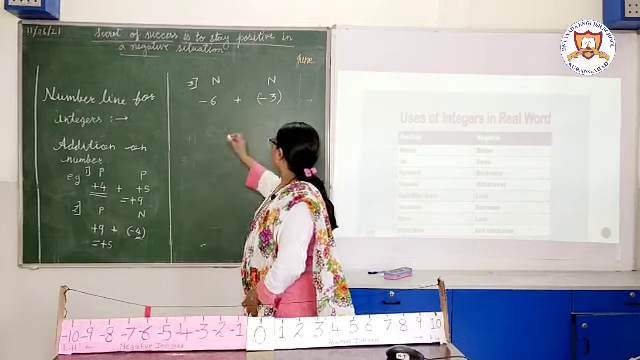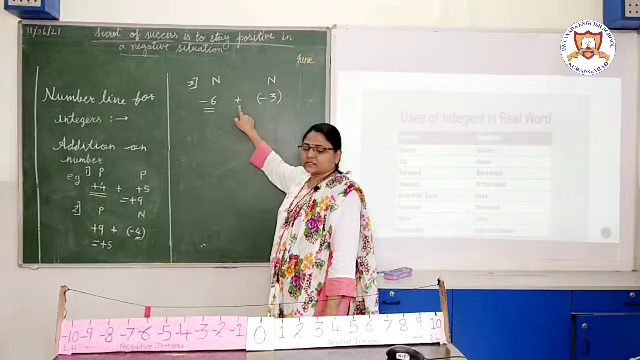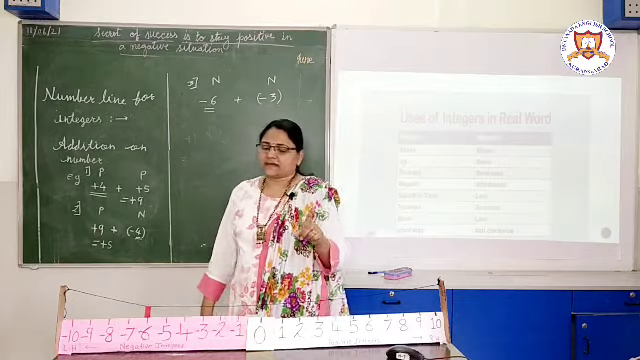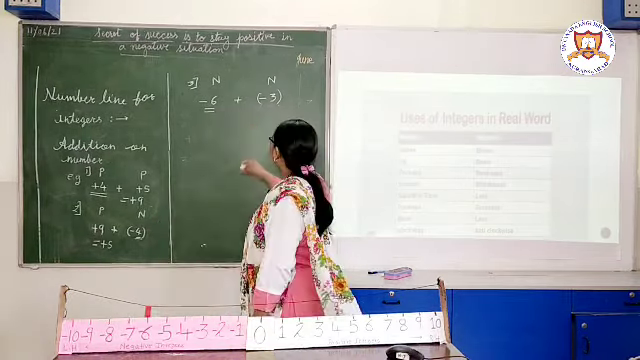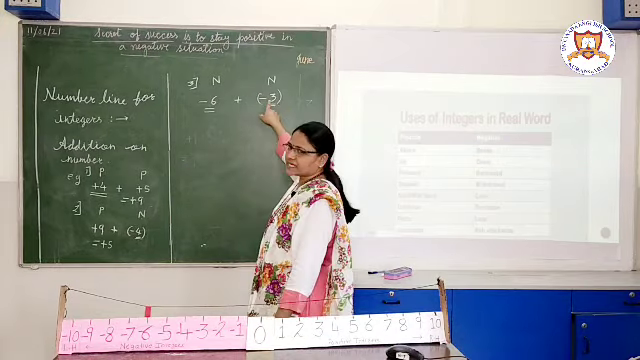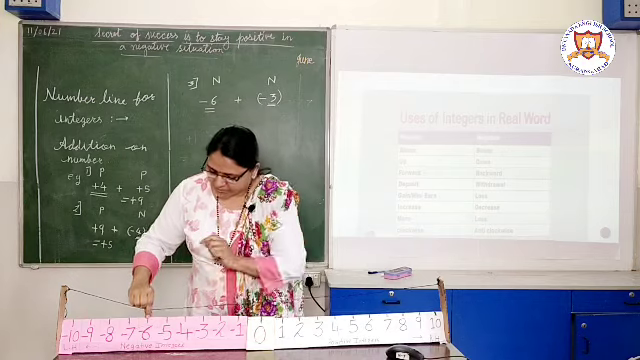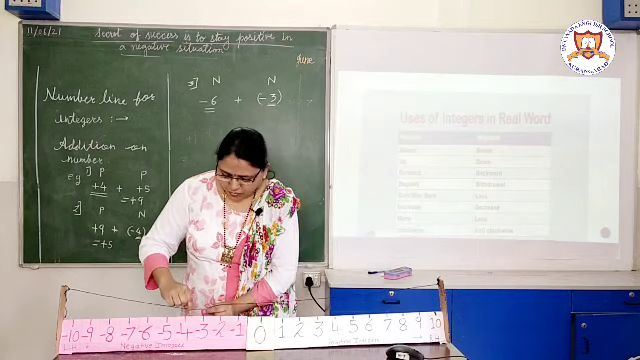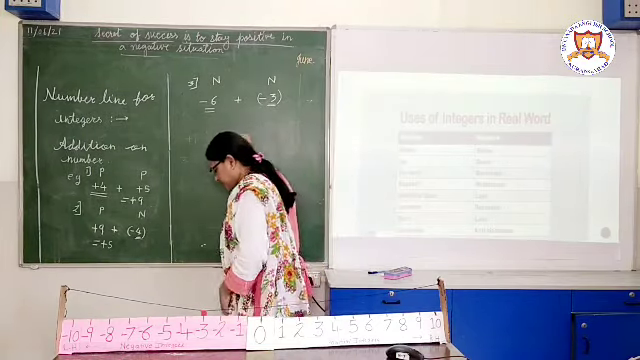Now the addition sign is there, so where do we have to move now? Whenever the addition sign is there, we have to move to the right hand side. How many steps? 3, because the number 3 is here. So now from 6: 1, 2 and 3. So what is the answer? Negative 3.